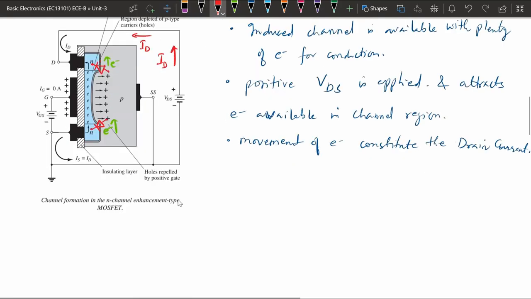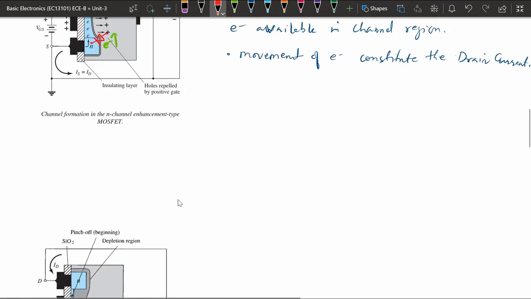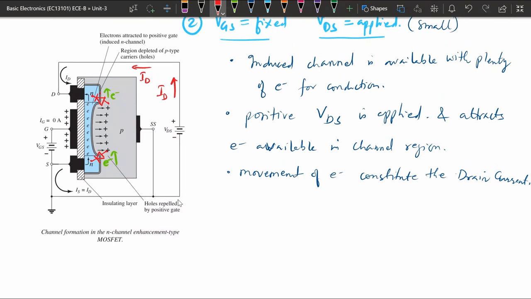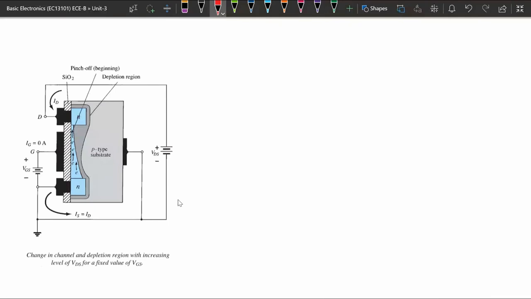So because of this, the depletion region has increased on the drain side, but on the source side it is of similar nature. There is less depletion region there, but on the drain side there is more depletion region. Because of this depletion region, there will be a reduction in the channel region. Initially the channel was flat, but because of the application of drain to source voltage, as we increase the drain to source voltage, the channel is going to taper. That means initially it was flat, now it is being tapered.